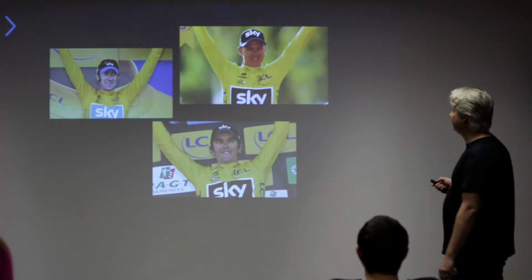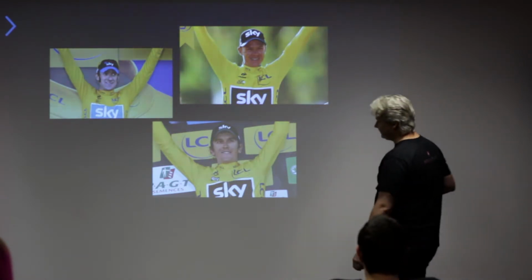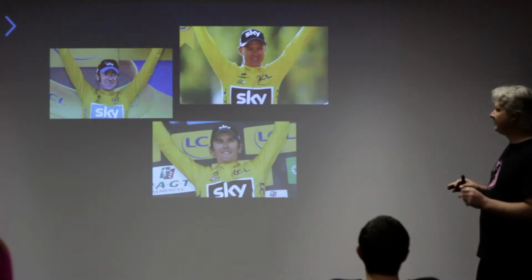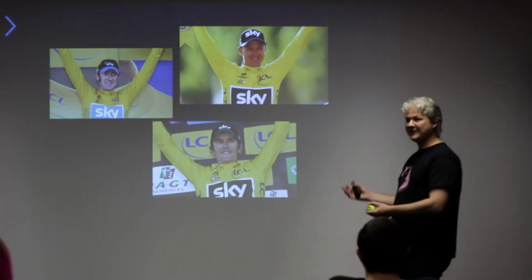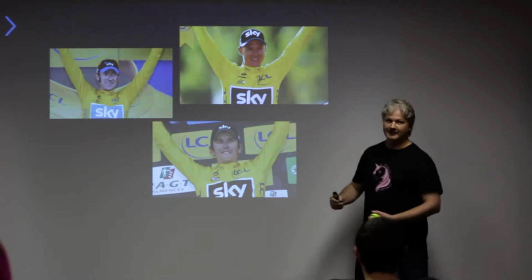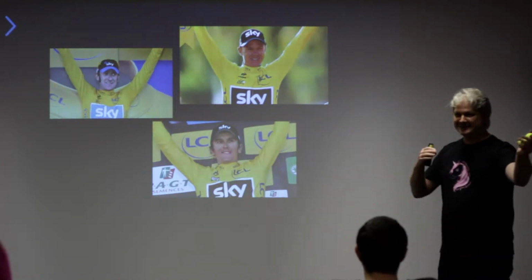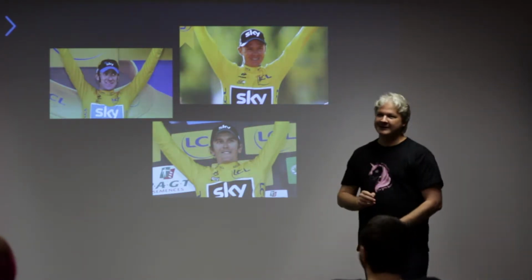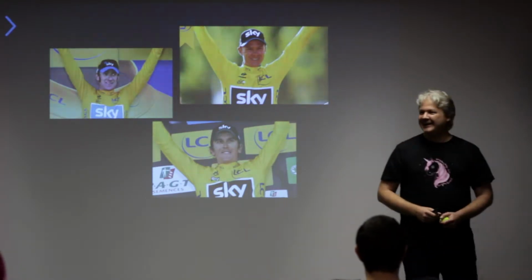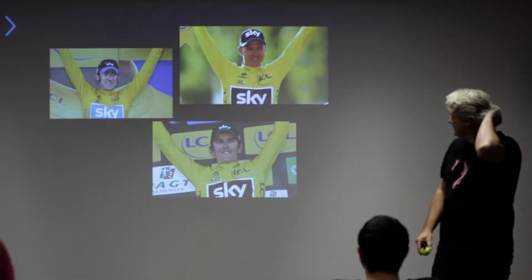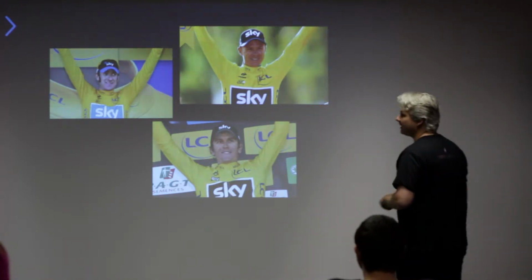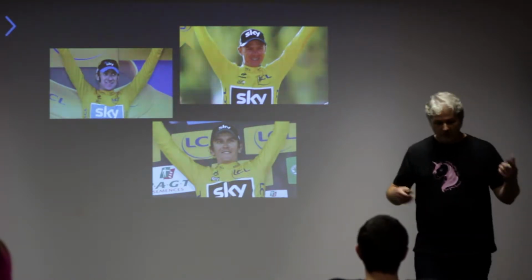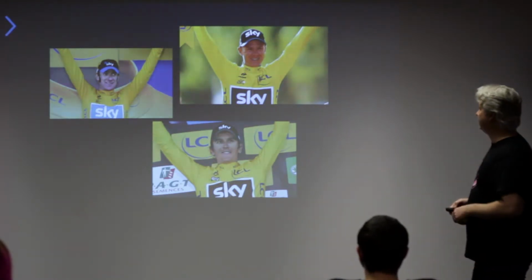Sir Bradley Wiggins, Chris Froome, and Geraint Thomas. There's something that every one of these guys has in common. Does anybody know what they have in common? Cycling? Cycling is a given, yes. Yellow jersey. They're all wearing yellow jerseys. And they're also all, funny enough, riding for Team Sky. That's quite evident here. And they've all contributed to Olympics before.